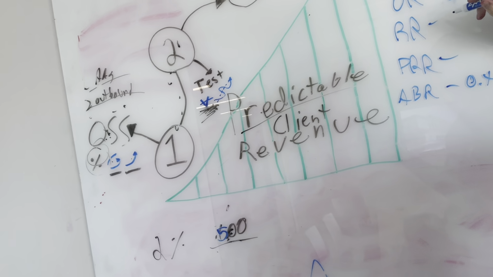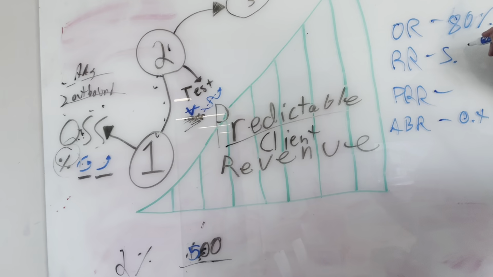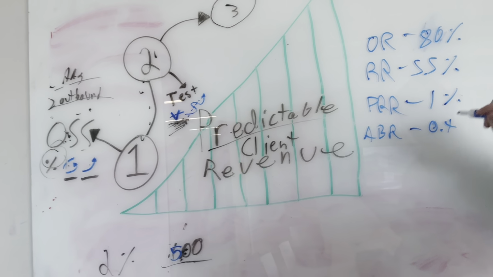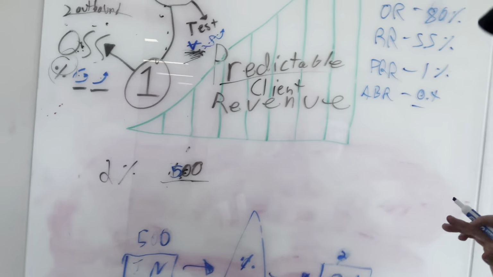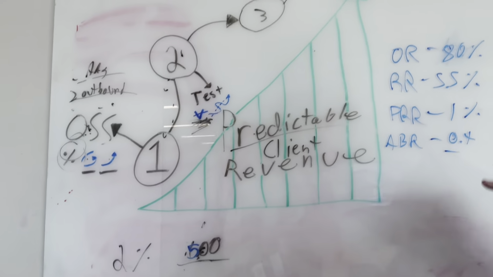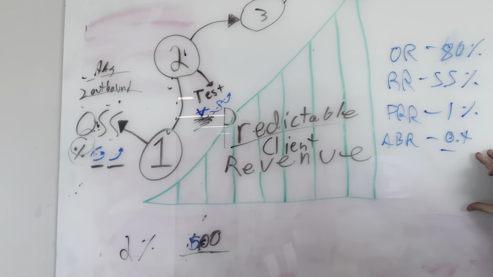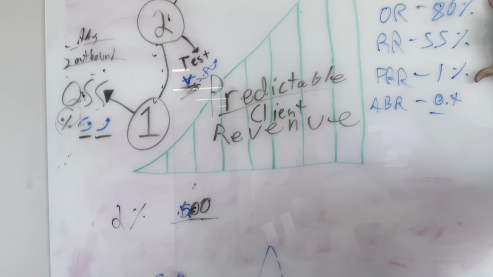We have a reply rate of, let's say, 5.5%. Let's say we have a positive reply rate of 1%. And then we have an appointment booking rate of 0.4%. Now, if you're experienced with cold email, which if you're not, that's fine, I'm gonna break this down for you. What you need to look for in here is inefficiencies. So if you are experienced with cold email, you'll probably be able to tell what the problem is here.